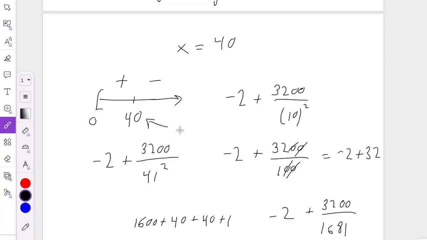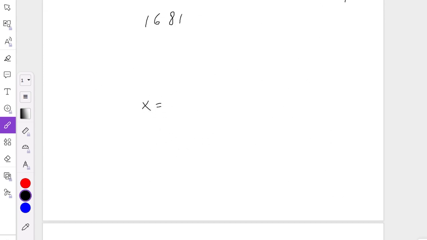Why were we doing this again? Oh yeah, we were trying to confirm this is a maximum. And now it is, because we got positive to negative, and that's what we're looking for in a maximum. So x equals 40 is my maximum.